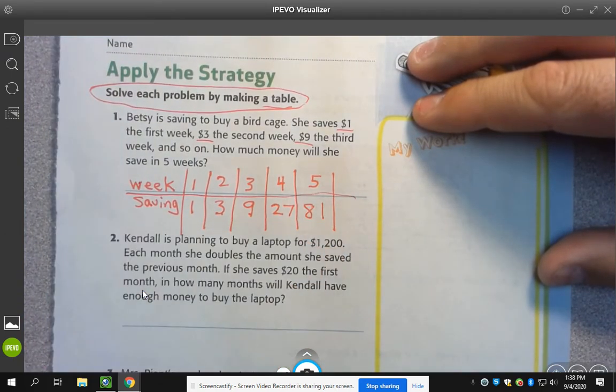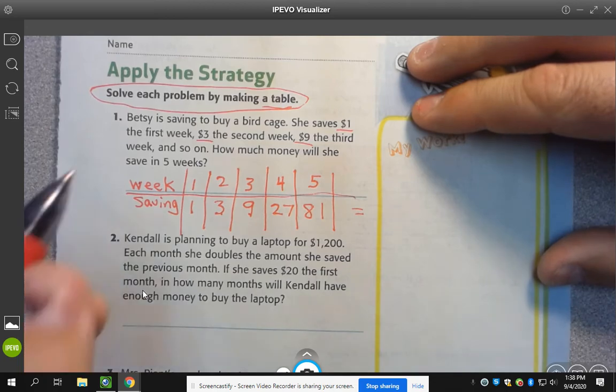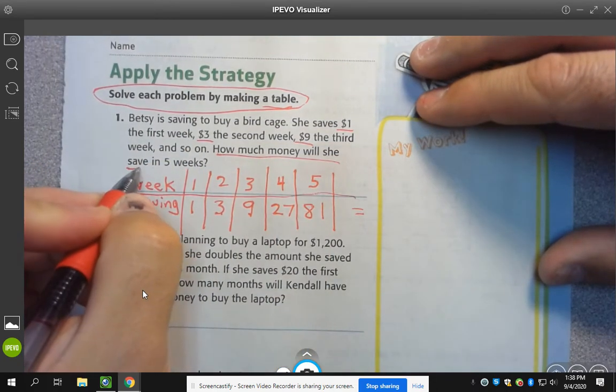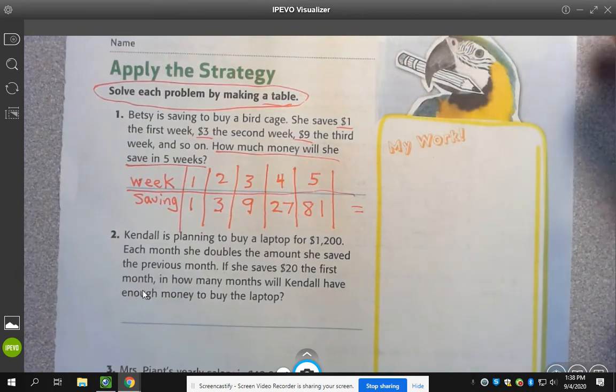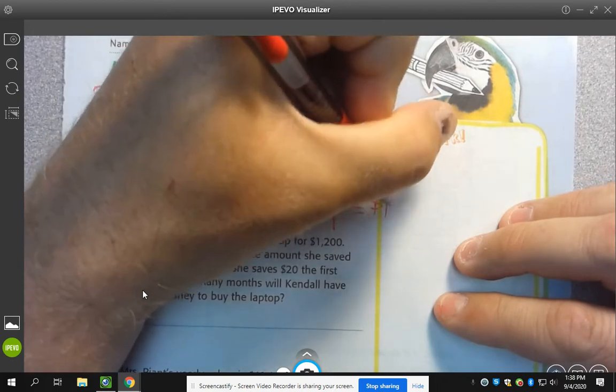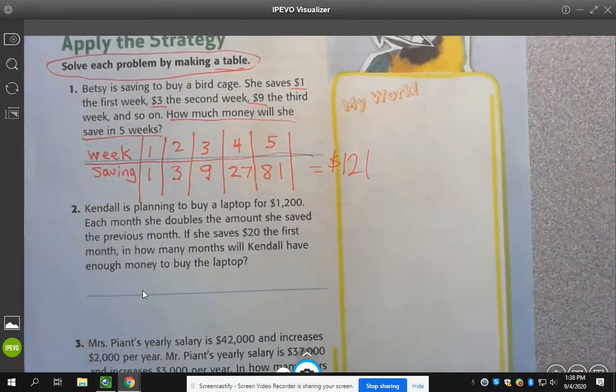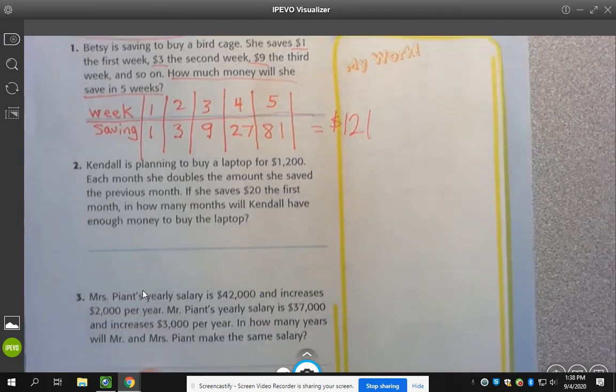Now, just like the other page, we need to do what to all of these? Add them all up again, because it says how much money will she save in 5 weeks. It didn't say how much will she save in the 5th week. You already got an answer, Laura? What do you got? You are correct. Yeah, you add all those up, you're gonna get 121 smackaroos right there. 121 bucks. So you're almost there, Asher. You just had to finish that end. That's where a lot of us leave it off.